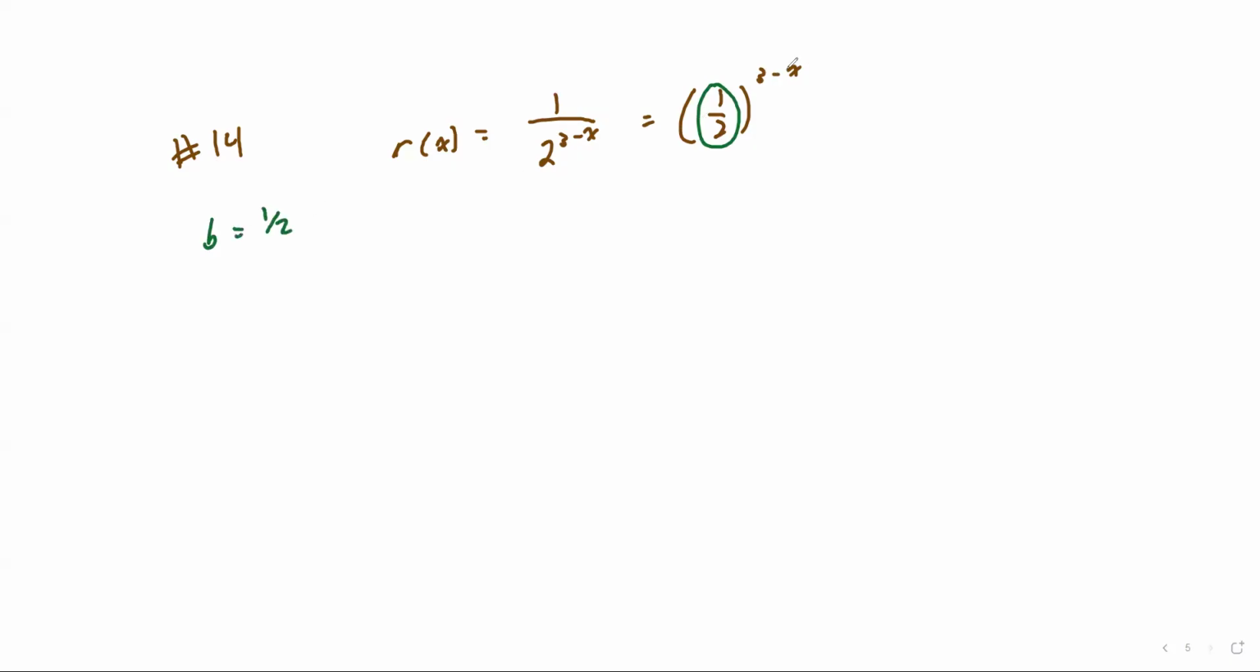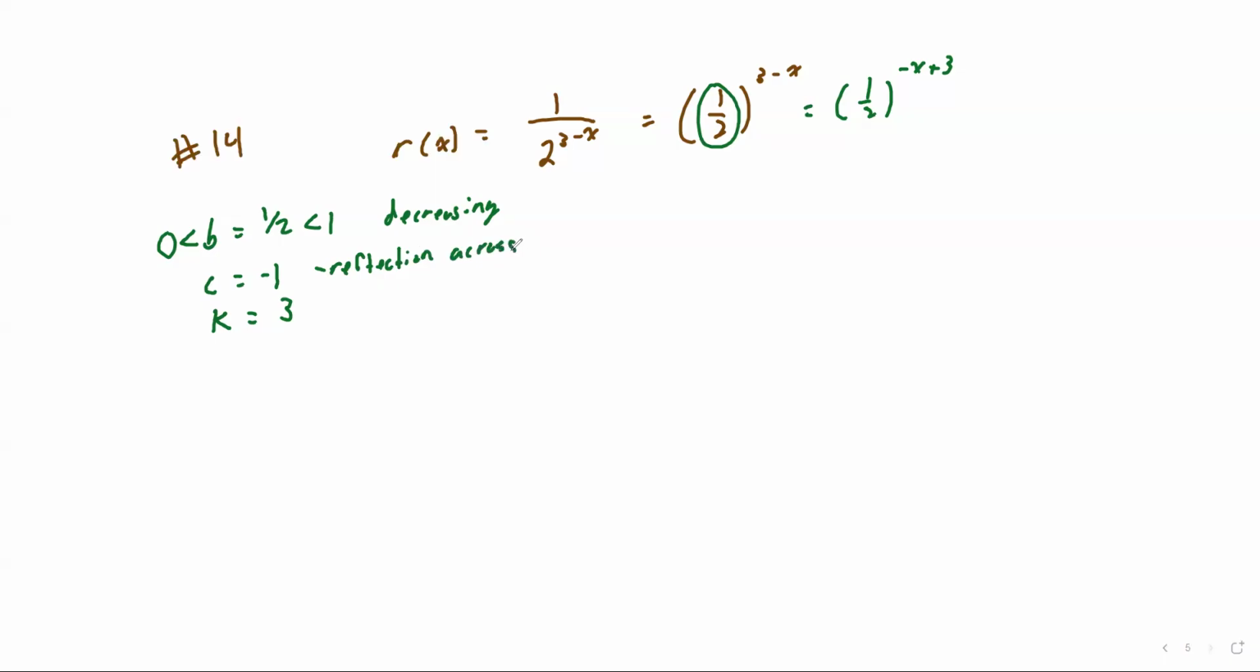I have a 3 minus x. If you need to rewrite this so that you can see it better, this ends up being negative x plus 3, meaning my c is a -1 and my k is equal to a positive 3. So what this means is for my b, it's less than 1, but greater than 0. So it's a decreasing function. My c being a -1 tells me there is a reflection across the y-axis.